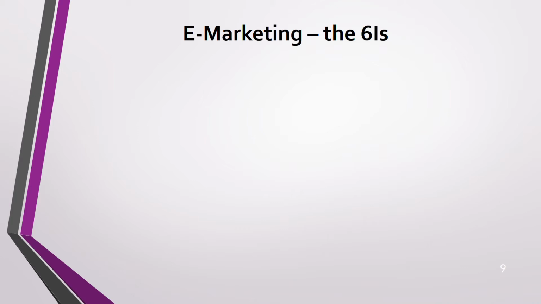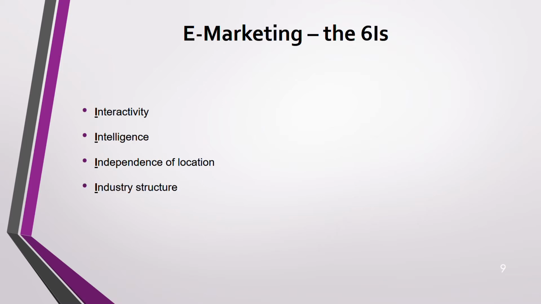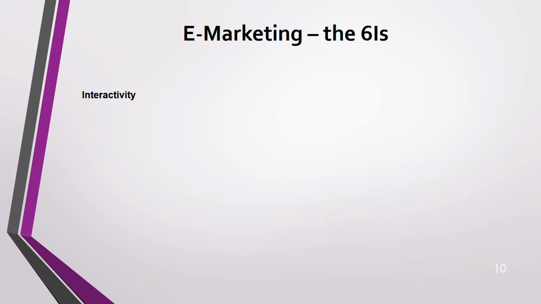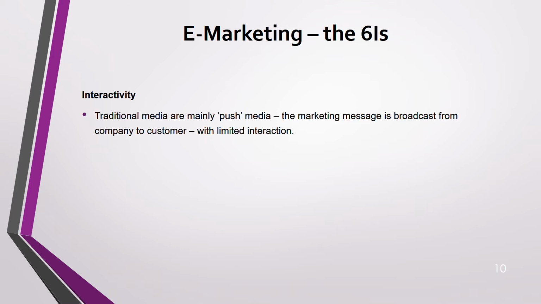The 6 I's stands for interactivity, intelligence, independence of location, industry structure, individualization, and integration. Now let us discuss in detail what each of these means. If you are doing e-marketing, it should be interactive. Interactive means it's a two-way thing. You are able to build a two-way communication.